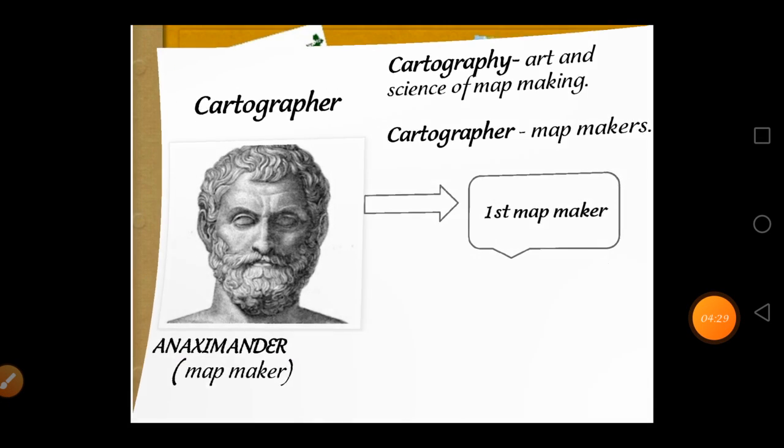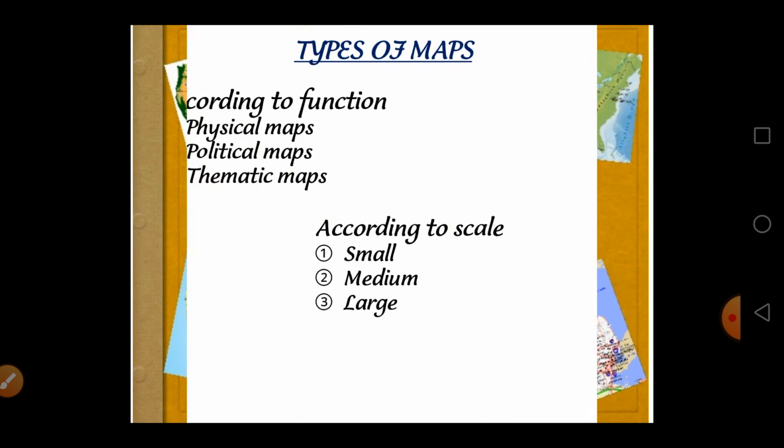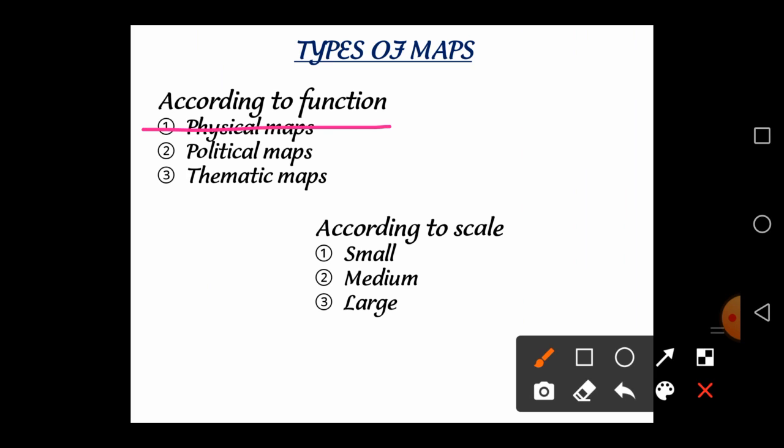Now we move to the next topic, different types of maps. Already we know that maps are useful for learning and understanding the various features present on the surface of the earth. Different types of maps are used by different people according to their needs. Maps can be classified in many ways, but two of them are most useful: first, according to function, and second, according to scale.